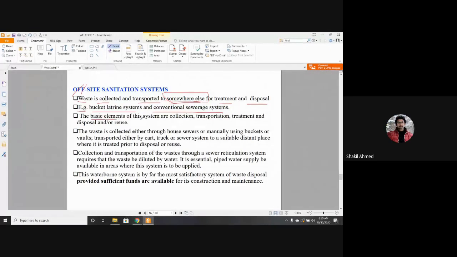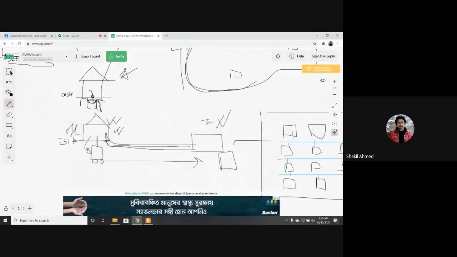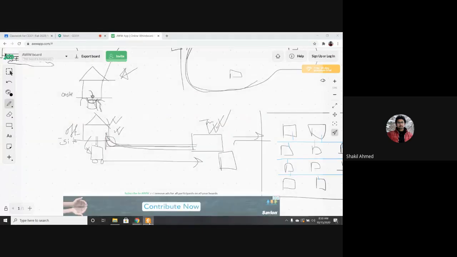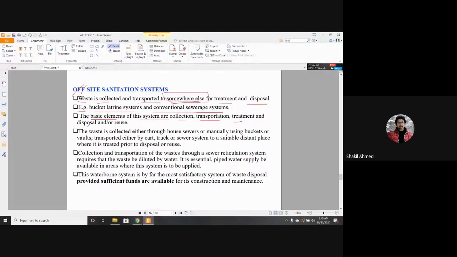So the basic elements of this system are collection, transportation. Of course, you have to collect it here first, collection, and then transportation, and then treatment, and then disposal.